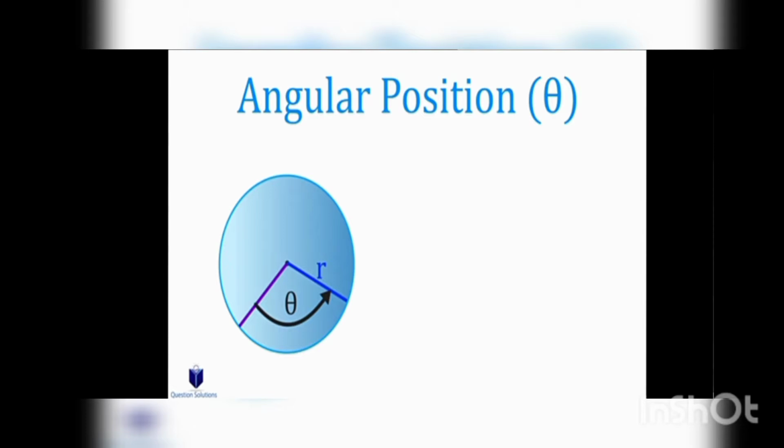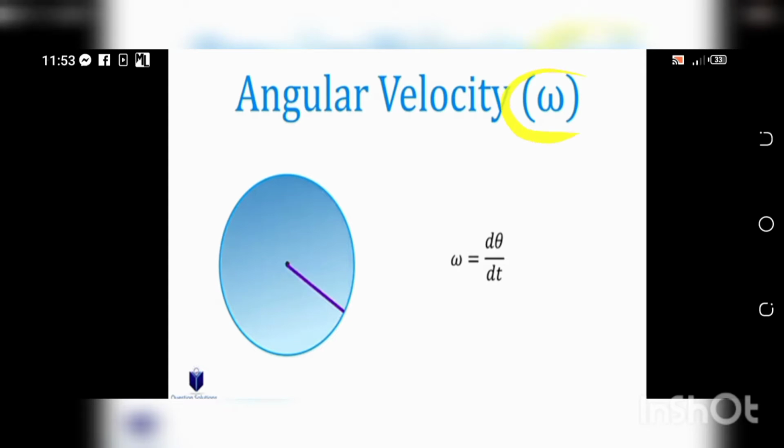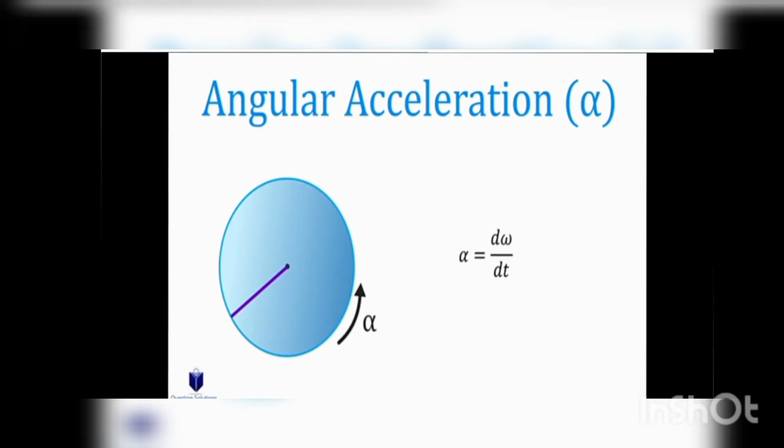Now let's talk about angular velocity. Angular velocity is the derivative of angular position with respect to time. In other words, it is the change in angle over time. We show the angular velocity using the Greek letter omega. And now for angular acceleration. It is the derivative of angular velocity with respect to time. We show angular acceleration using the Greek letter alpha.